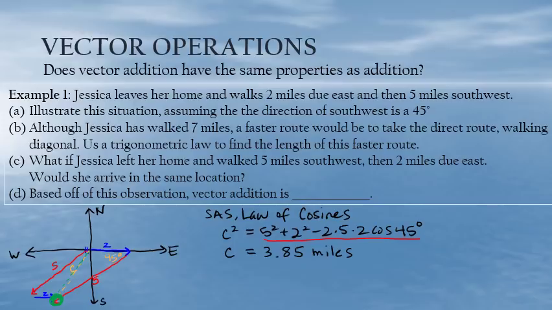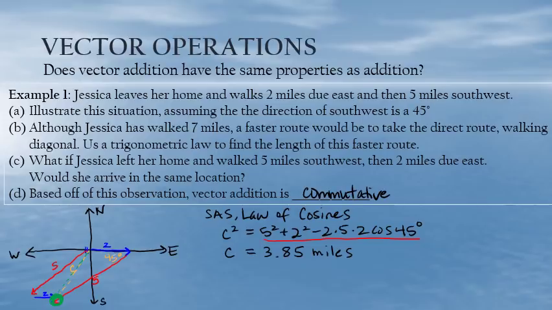So based off of this observation, what can we say about vector addition? In other words, do you remember what the rule is, where if you take two numbers, and you add them, and then you switch the direction, the equality remains? Something like 2 plus 3 we know is equal to 3 plus 2. And that rule is the commutative property.